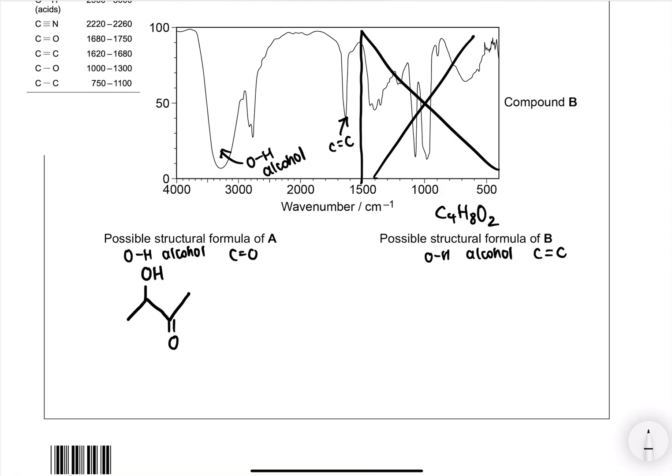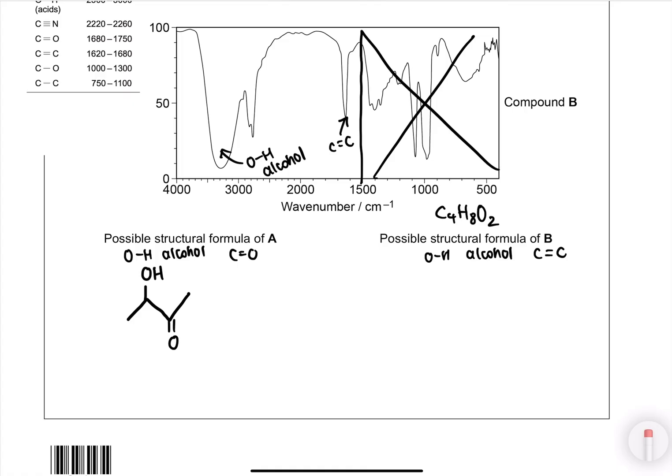I've just drawn one, but for example, I could do the aldehyde and then put the OH here. I could move the OH to the end and put the double bond O here. As you can see, there's lots of possible answers.